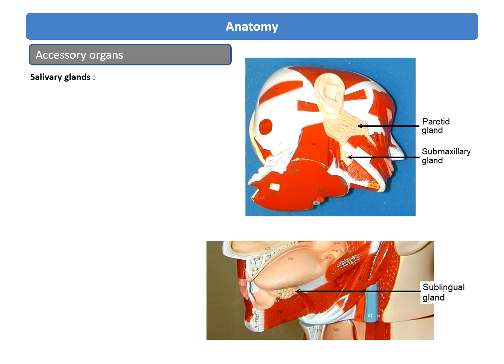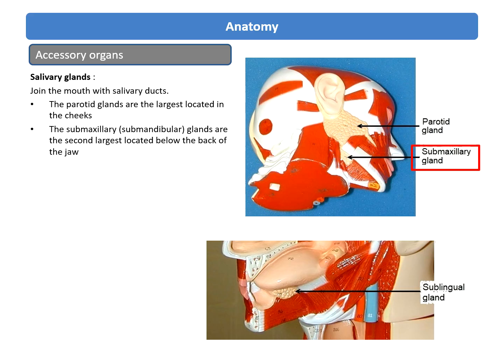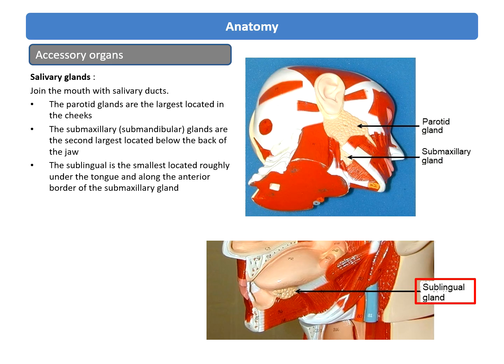Here are the salivary glands in the torso model. They join the mouth with salivary duct. Parotid gland is the largest, located in the cheeks. The submaxillary or submandibular glands are the second largest. They're located beneath the back of the jaw. The sublingual is the smallest, located roughly under the tongue and along the anterior border of the submaxillary gland.